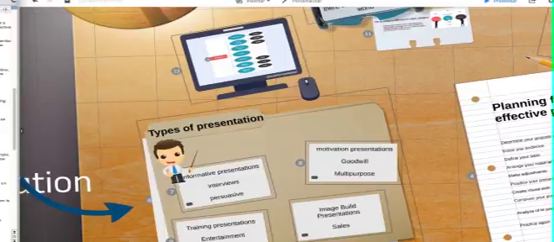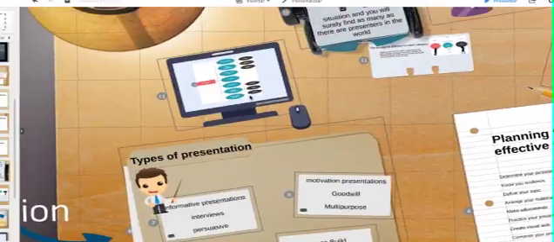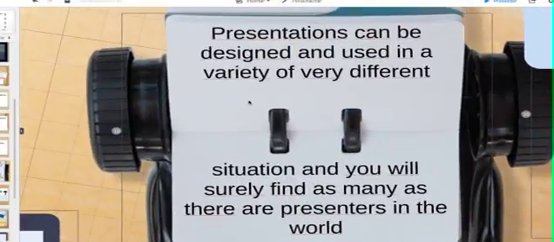There are other types of presentation that try to reach specific goals. Presentations can be designed and used in very different situations, and you will surely find as many as there are presentations in the world.